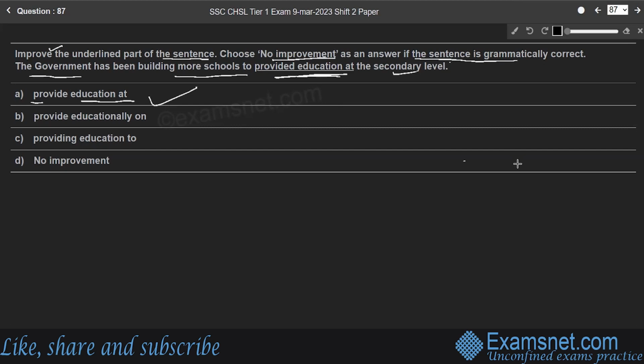The preposition to is followed by the first form of the verb. Here to is followed by the first form of the verb provide, which is provide, right? It's not provided. So to provide, right? Thus to will be followed by provide, not provided. So the correct preposition to use after education is at. So to provide education at the secondary level. Therefore option A.